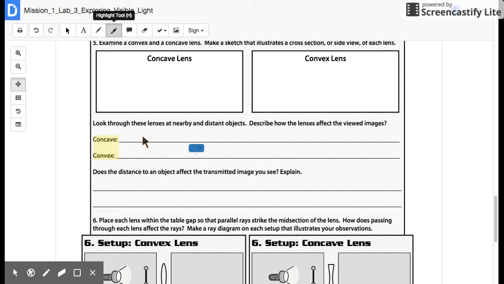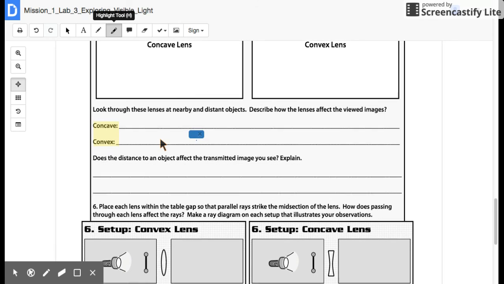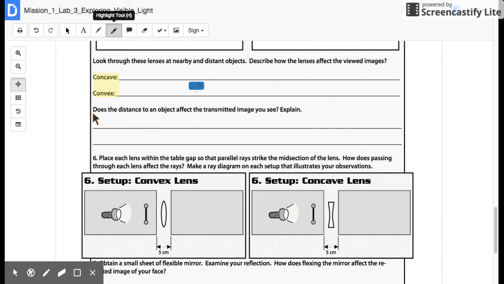Is the object larger? Is the object smaller? Is the object blurry? Is it clear? Is the object upside down? Is it right side up? All of these things are things you should be looking for and then writing down if they happen to come up in the lab. And then, does the distance of the object affect the transmitted image that you see?